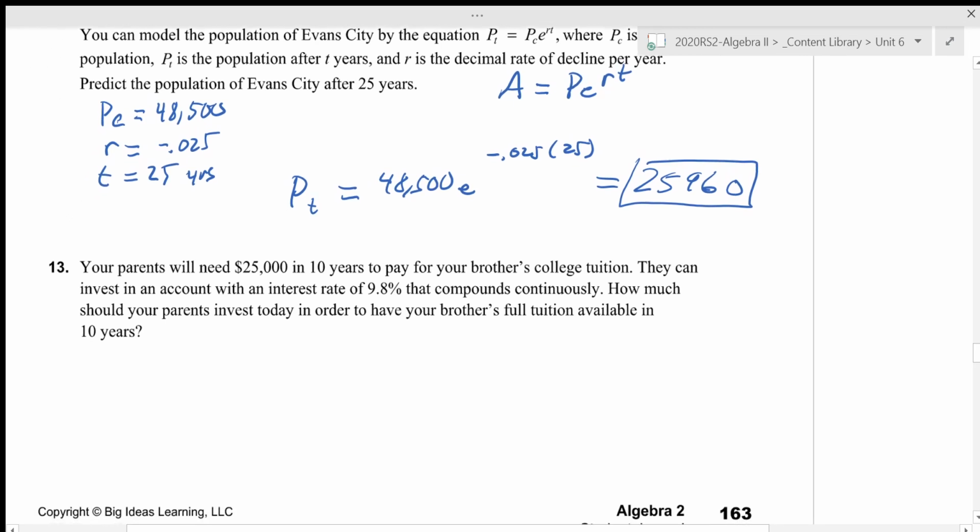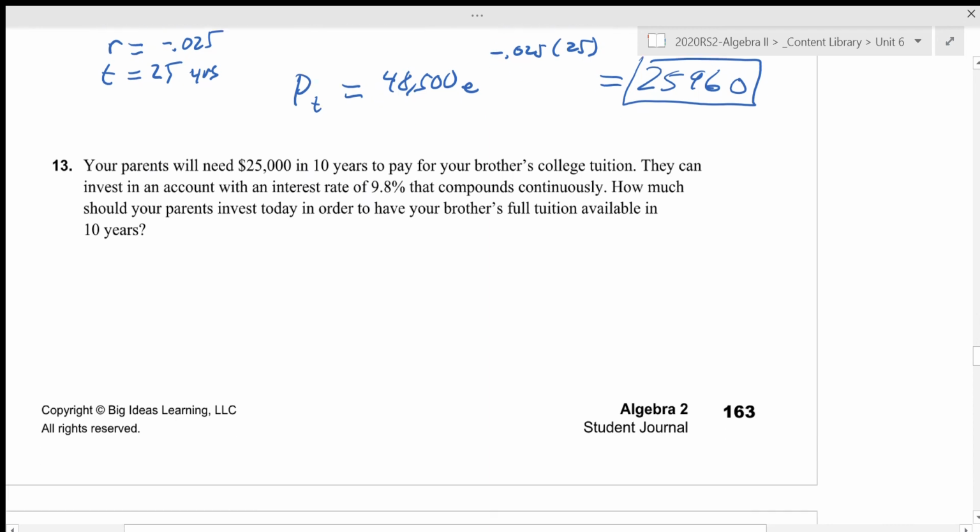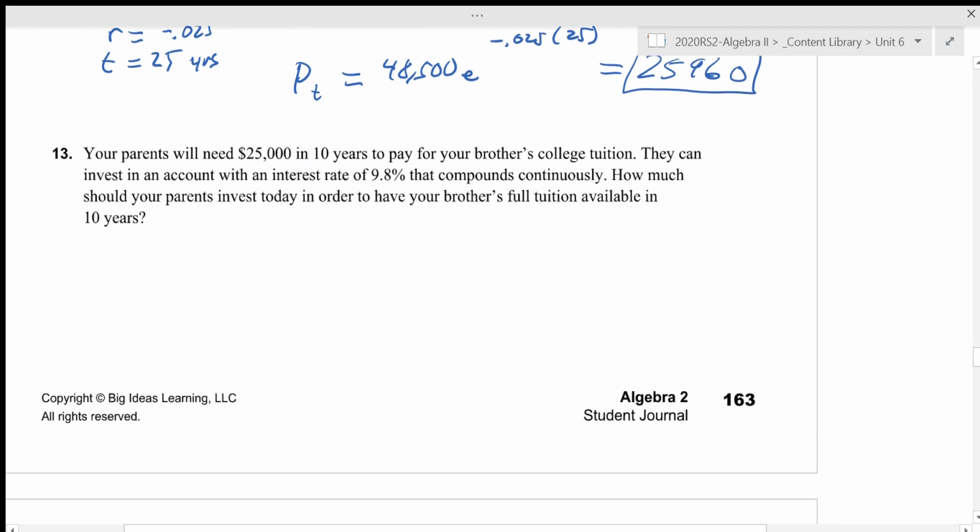Okay. And lastly, that was decline. Now we're going to look at growth. So this is going to be an exponential growth function. And we have the principal is 25,000. The rate is 0.098. And the time is 10 years.